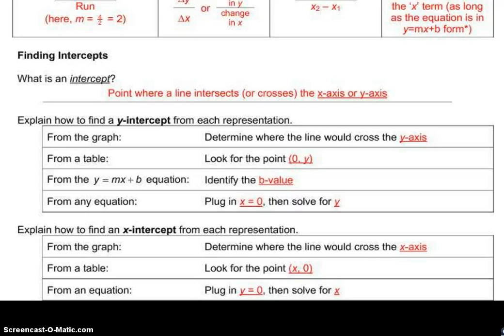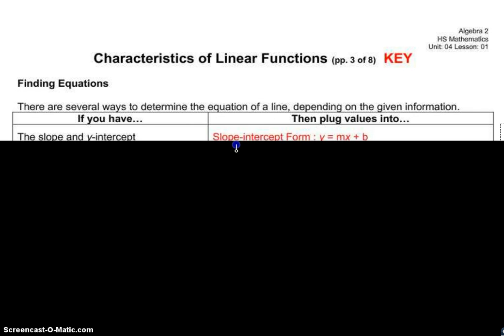So I want you to flip the page, and let's go over a few more definitions before we work the sample problems. Now, the next two sections in the notes are going to be very important. This is going to help you determine what equation you should use when you have a specific type of problem. So here for finding equations, there's several ways to determine the equation of a line depending on the information that you are given. So let's look at the first one.